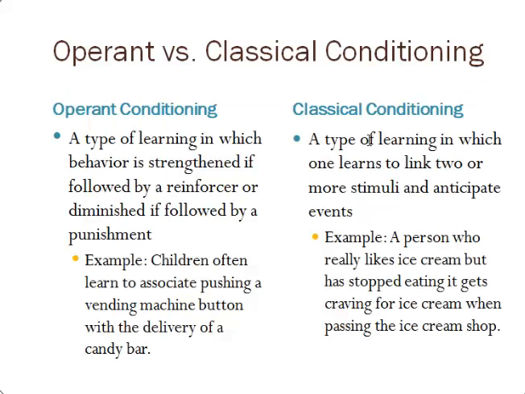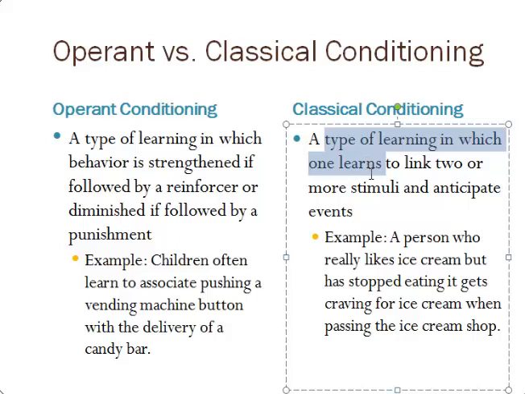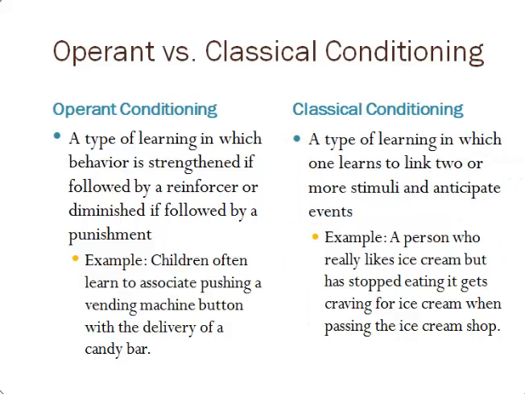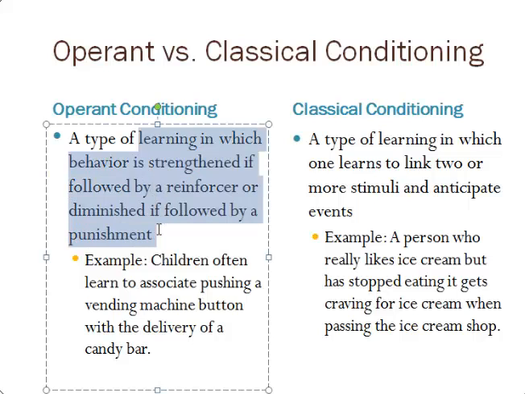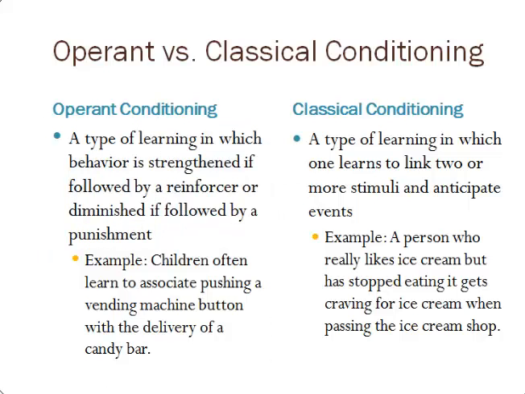So again, classical conditioning is when one learns to link two or more stimuli, two or more things that occur. An example: a person really likes ice cream and gets a craving for ice cream when passing the ice cream shop, because at some point in his or her life, going near an ice cream shop meant the ability to get ice cream. Operant behavior is strengthened if followed by a reinforcer, and diminished if followed by a punishment.